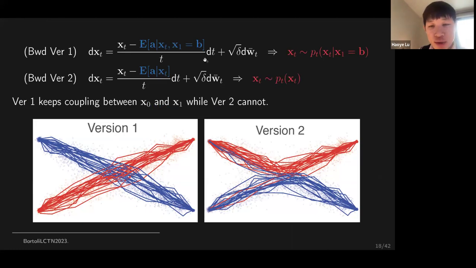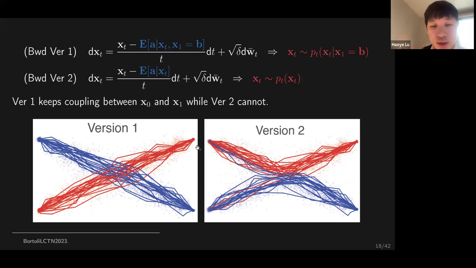So what's the major difference between these two architectures? In version 1, we basically keep the coupling between x0 and xt, and in particular, when t equals 1, we will keep the coupling between x0 and x1. While in version 2, because we do the marginalization on both x0 and x1, this coupling will not be preserved anymore.